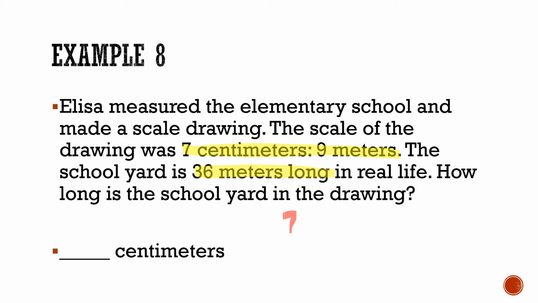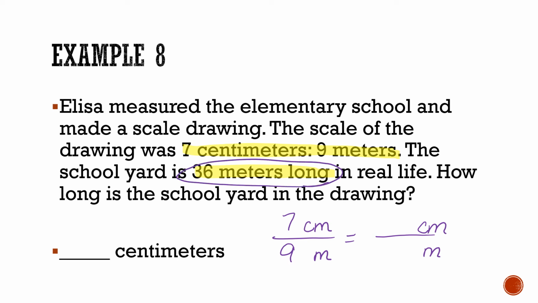So we're given the 7 centimeters to 9 meters. So we'll leave centimeters on the top and meters on the bottom. And we're going to use this 36 meters to fill in on this ratio. So how do we go from 9 to 36? We multiply by 4. So we'll do the same on the top. Remember, you can just put an X over here and cross multiply if you would rather do that. And 7 times 4 is 28 centimeters.